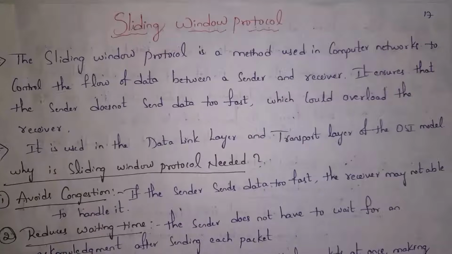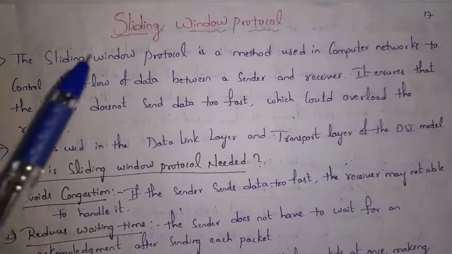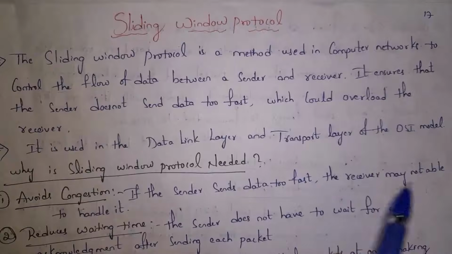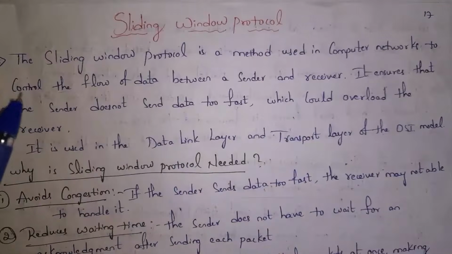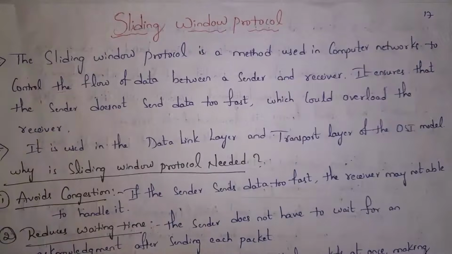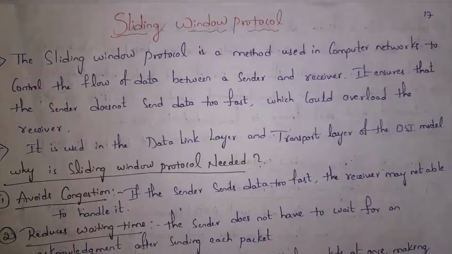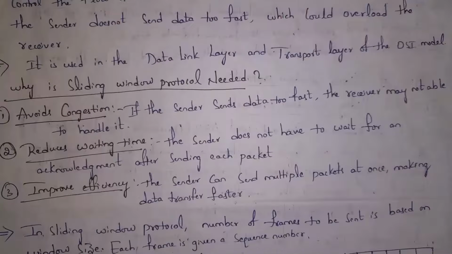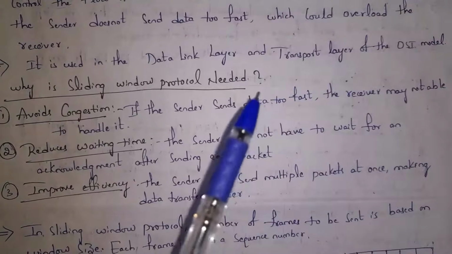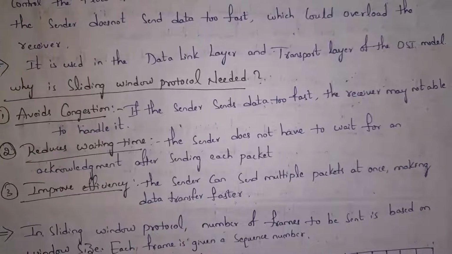The sliding window protocol is a method used in computer networks to control the flow of data between a sender and a receiver. It ensures that the sender does not send data too fast, which could overload the receiver. The sliding window protocol is used in the data link layer as well as the transport layer of the OSI model. Congestion means if the sender sends data too fast, then the receiver may not be able to handle it. So sliding window protocol will avoid congestion.